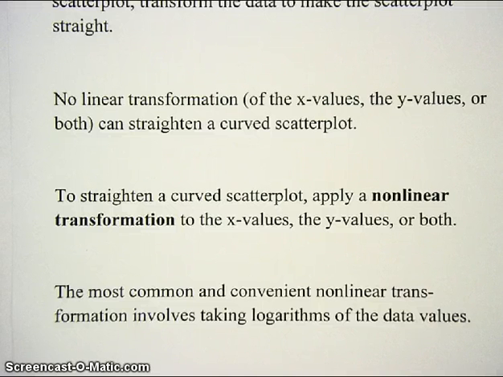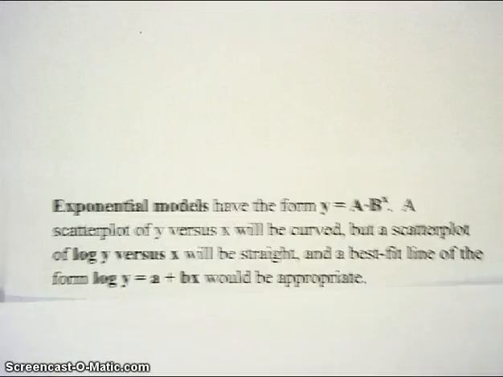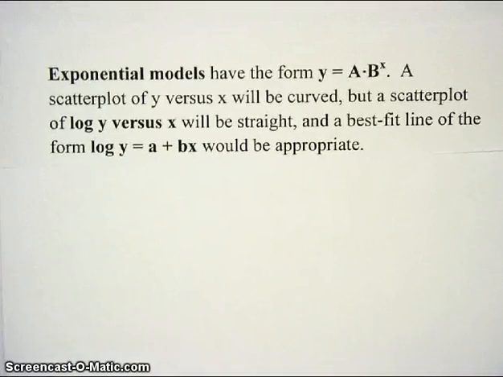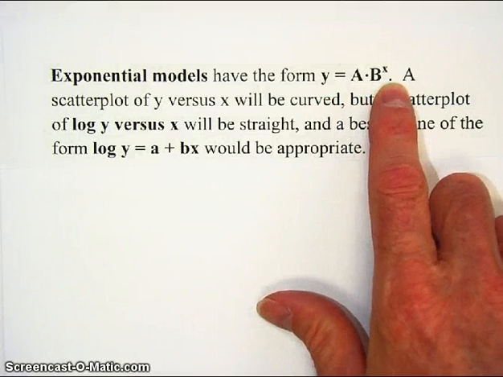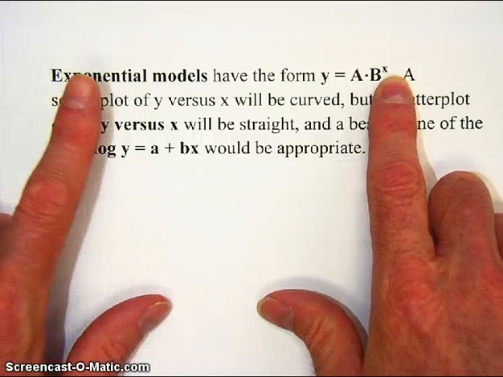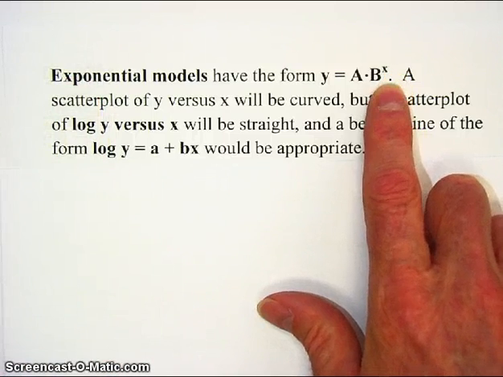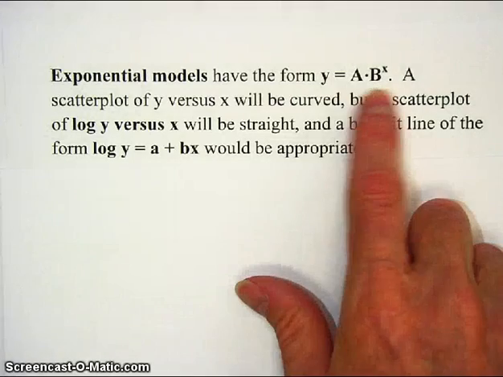Now, there are two major families of models that we're going to look at in this context. And the first big family is the family of exponential models. They have the form y equals a times b to the x power. Here, x, the explanatory variable, is the exponent. That's how exponential models get their name.